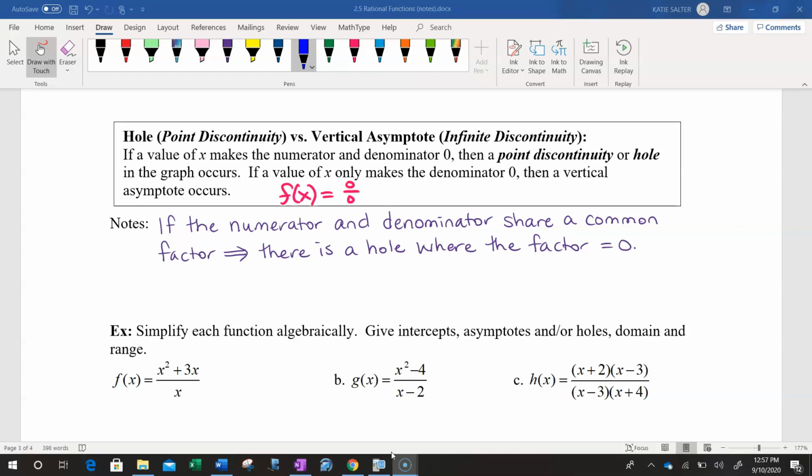What you're going to do is always factor completely. That's the first step into graphing any rational function. And then if you have a common factor in the numerator and denominator, which will end up reducing, instead of having a vertical asymptote at that x value, you're going to have a hole where that factor is equal to 0, for the x value that makes that factor equal to 0.